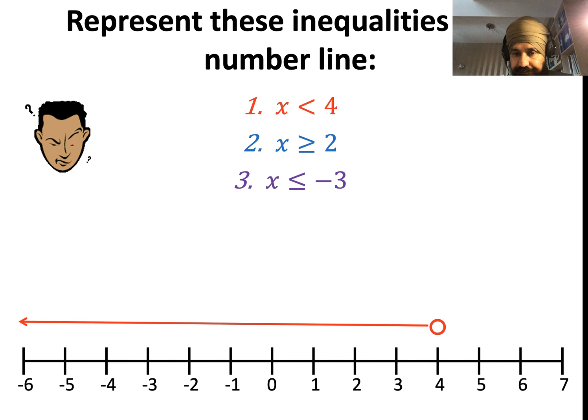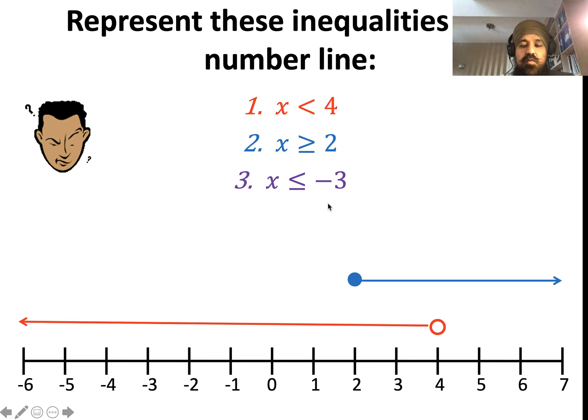Let's do another one. x is greater than or equal to 2. The clue is we will use a dot which is shaded, which is colored, and we start at 2. So we start at 2 here, and it's greater than, so it will go in this direction. There you go. That's it. It's shaded and it's going in that direction.